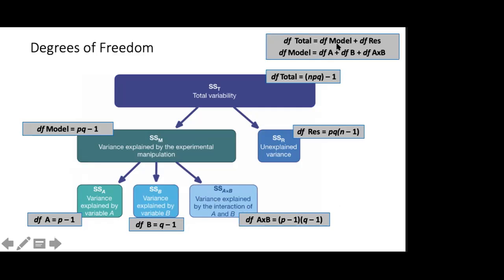So the total degrees of freedom, of course, is the model degrees of freedom plus the residual degrees of freedom, and the model degrees of freedom is the degrees of freedom for each individual factor plus any interactions. If we have more factors and more interaction terms, they all add up to the model degrees of freedom. Okay. So in a factorial ANOVA, in most cases we want to test both the main effects and the interactions, unless we can be very certain that there are no interactions.